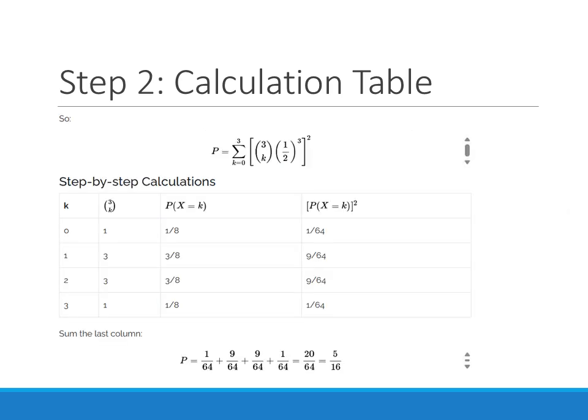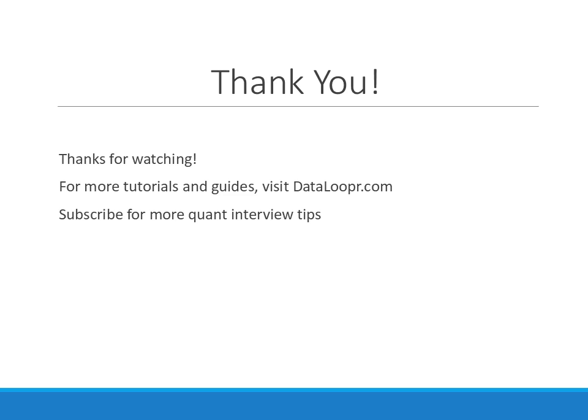Solving this expression by putting the values for k starting from 0 and going up to 3, we get the final answer, which is 5 over 16 or 31%.